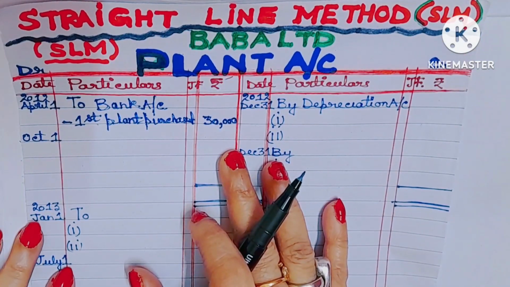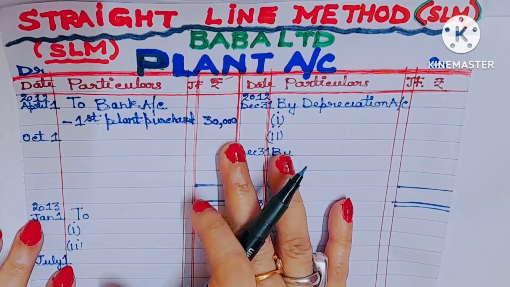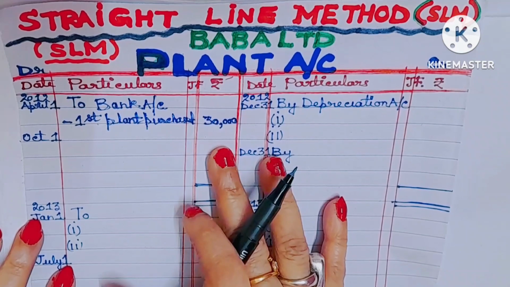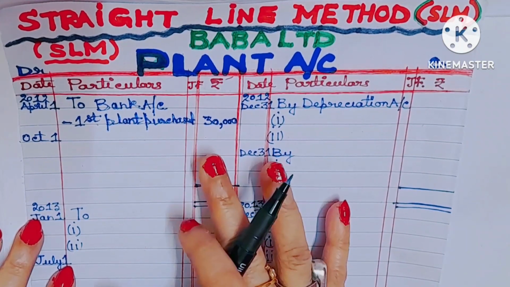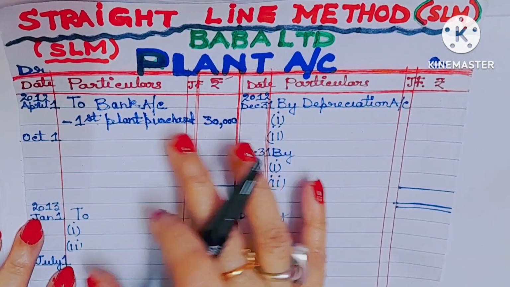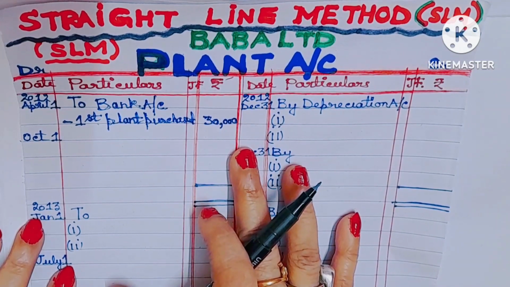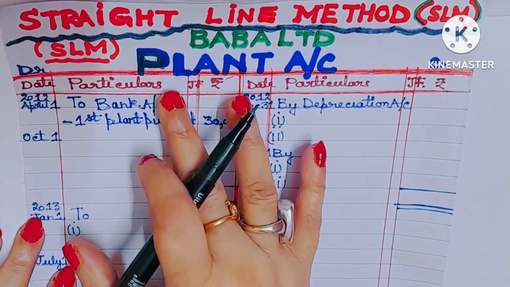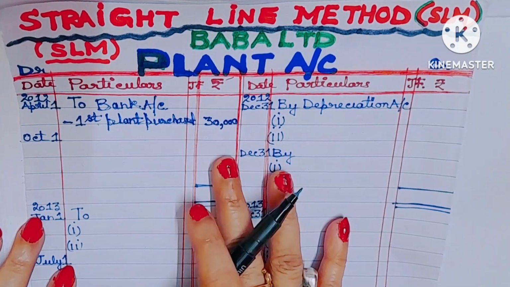And please remember, here we have to draw only one column for amount, because we don't need two columns for amounts since there is no additional expenses for the plant. Okay. যদি কোনো additional expenses থাকতো তাহলে আমাদের দুটো অ্যামাউন্টের কলাম দরকার হতো.